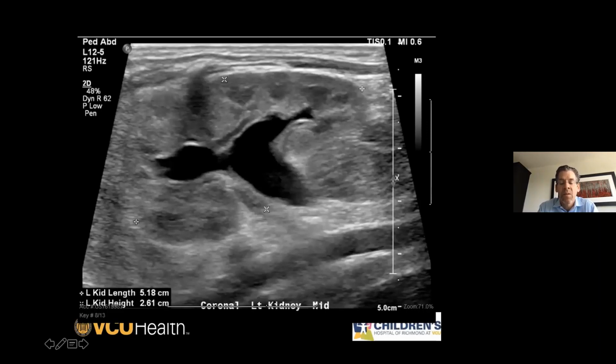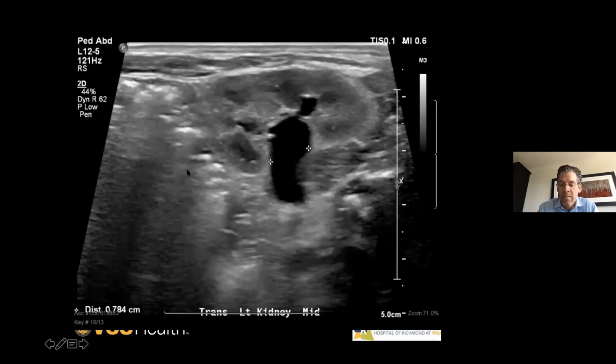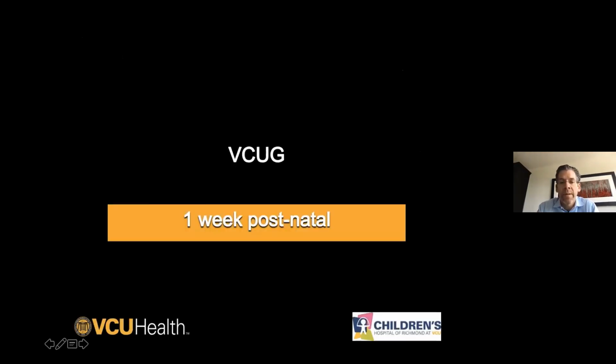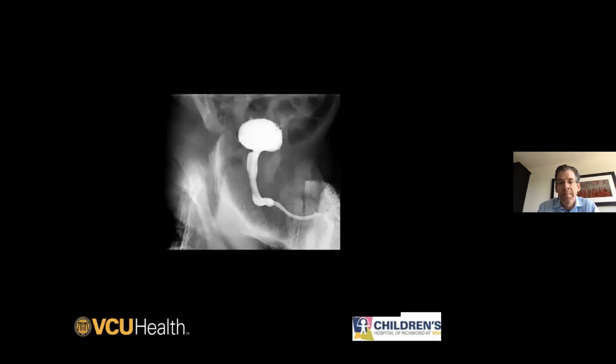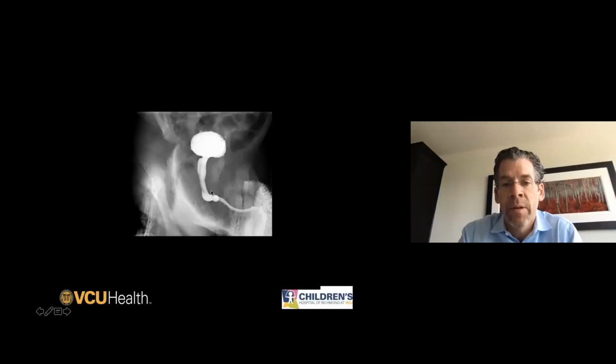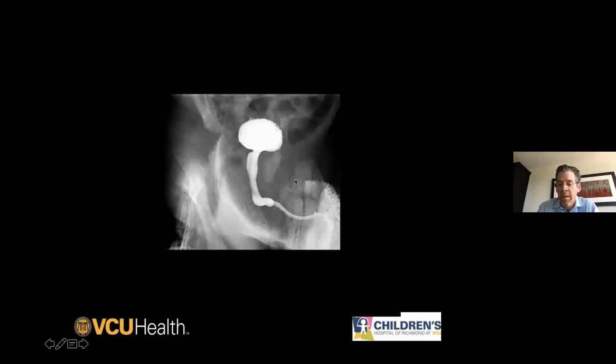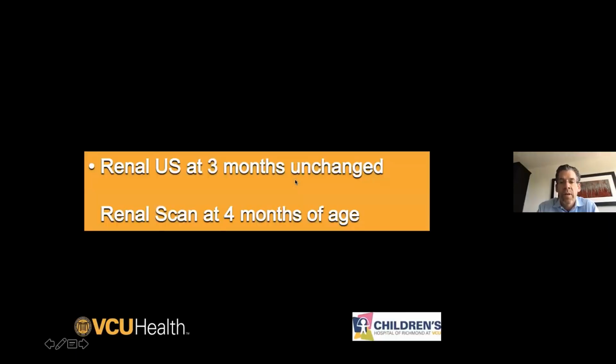Left kidney, I'd call this P1. Okay, so 1 week postnatal BCUG, in essence, is normal. The urethra is normal, there's no reflux, bladder looks normal. So an ultrasound was performed at 3 months of age and a renal scan.